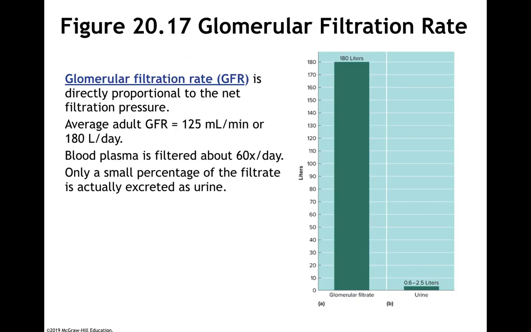And the glomerular filtration rate is directly proportional to the net filtration pressure. For the average adult, a glomerular filtration rate should be around 125 milliliters per minute or 180 liters per day. Blood plasma passes through about 60 times a day, but remember, only a small portion of that filtrate is actually going to be secreted as urine.